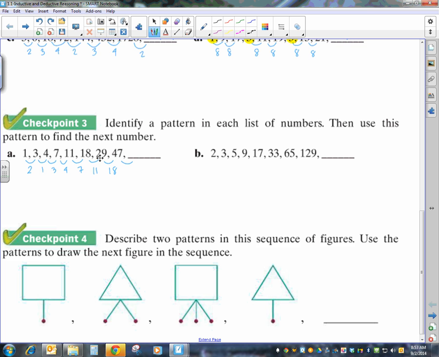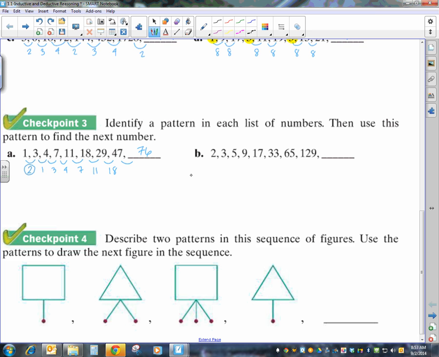Well, in case you don't notice, except for this number right here, these numbers are the same as those numbers. For example, 3 plus 1 to get to 4, so that's the number before it. 3 plus 1 is 4. 4 plus 3 is 7. 7 plus 4 is 11. 11 plus 7 is 18. 18 plus 11 is 29. 29 plus 18 is 47. And 47 plus 29 is our answer of 76.